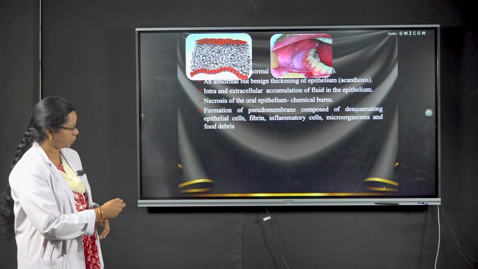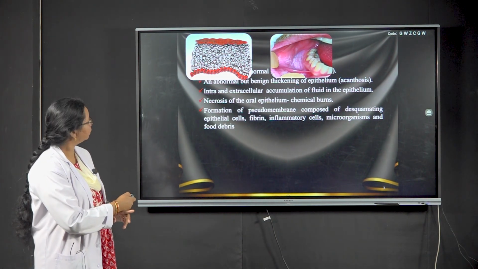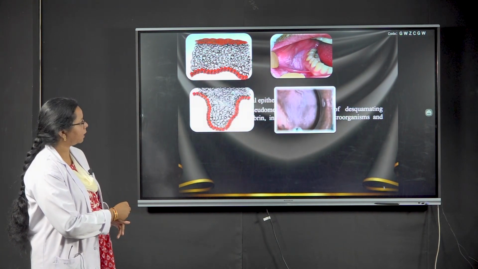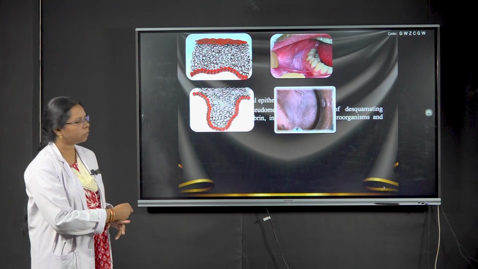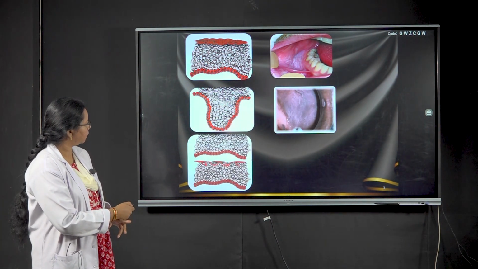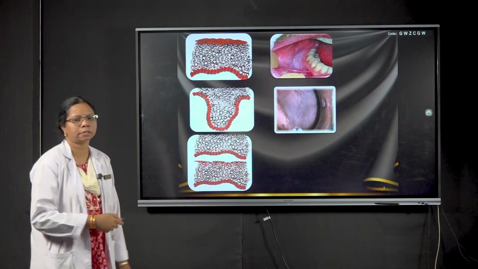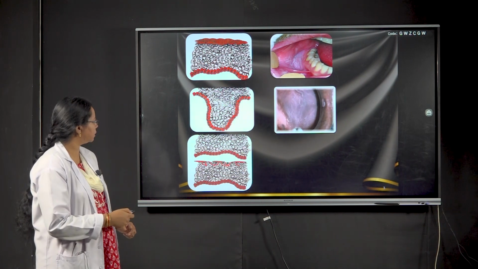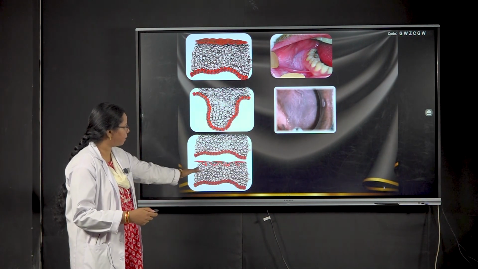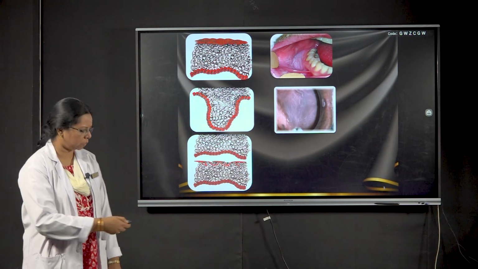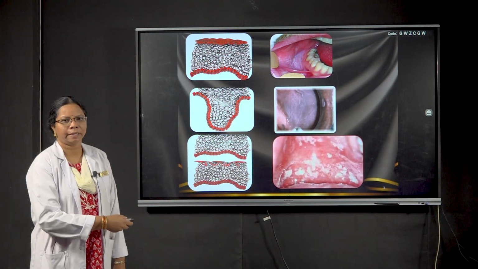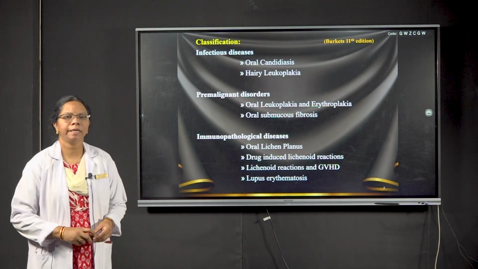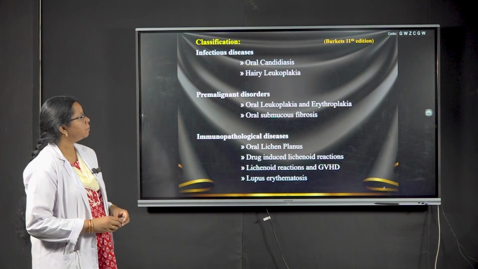So the first picture is showing increased keratin or hyperkeratosis. The second picture is showing acanthosis producing a white lesion in the oral cavity. And the third picture is showing intra and extracellular fluid accumulation, which is commonly seen in leukedema and white sponge nevus. And the last one is showing the fungal hyphae, which is producing the white lesion in the oral cavity. Example, candidiasis.